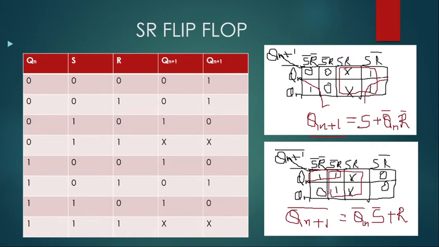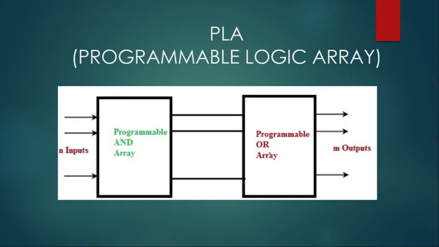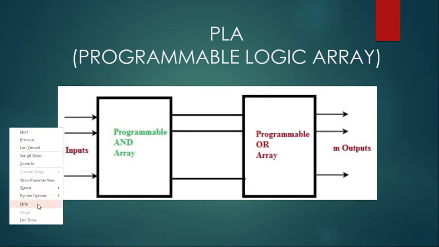From my previous video I have explained how to implement PAL and PLA. So let us revise it again. PAL is programmable array logic. In this your AND array is programmable and OR is fixed, whereas in PLA both AND and OR are programmable. So now let us implement them one by one. First of all, I will implement PAL.